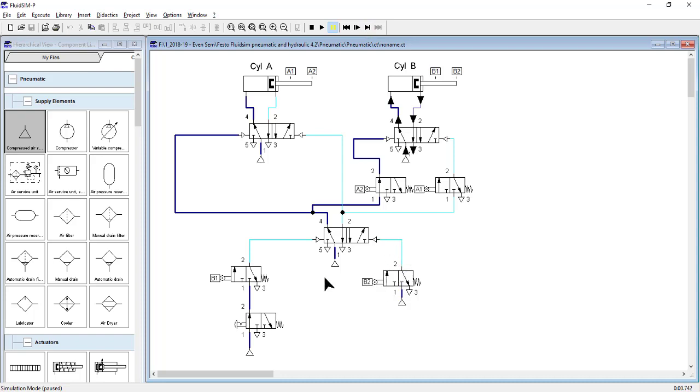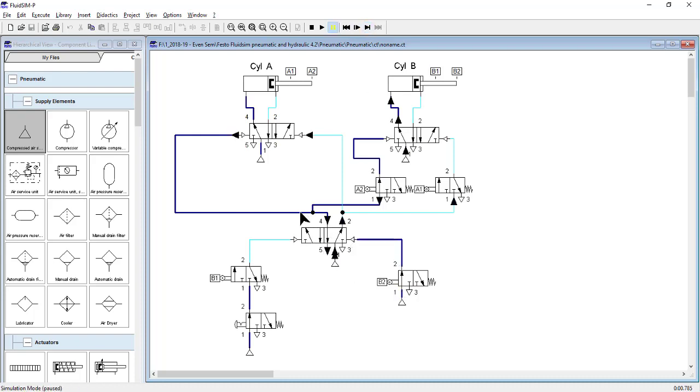Compressed air will go from the right side because B1 got deactivated. Compressed air from the left side has stopped. As soon as B2 gets activated, compressed air will go from the right-hand side. Right? It is going from the right-hand side. This position will change. See, this position changed.